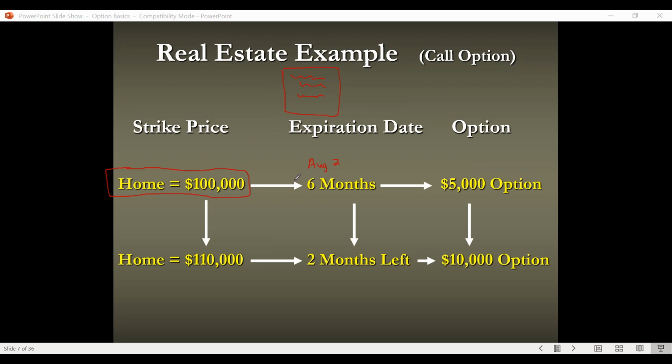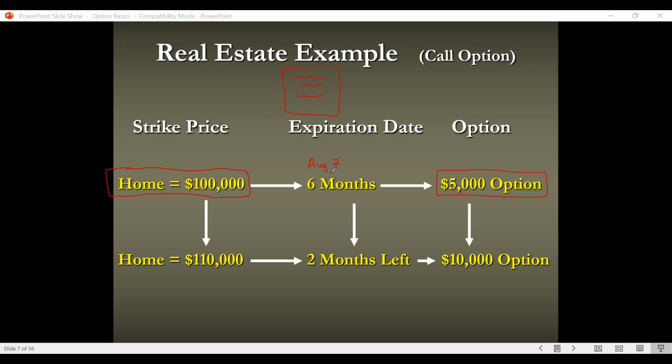So anytime between now and August 2nd, I can buy that house, and you guys have to sell it to me at this price. That's what we're agreeing on right here. But I'm going to pay you $5,000 for that contract, for that piece of paper, for that right. I have the right to buy that home for $100,000 anytime between now and August 2nd.